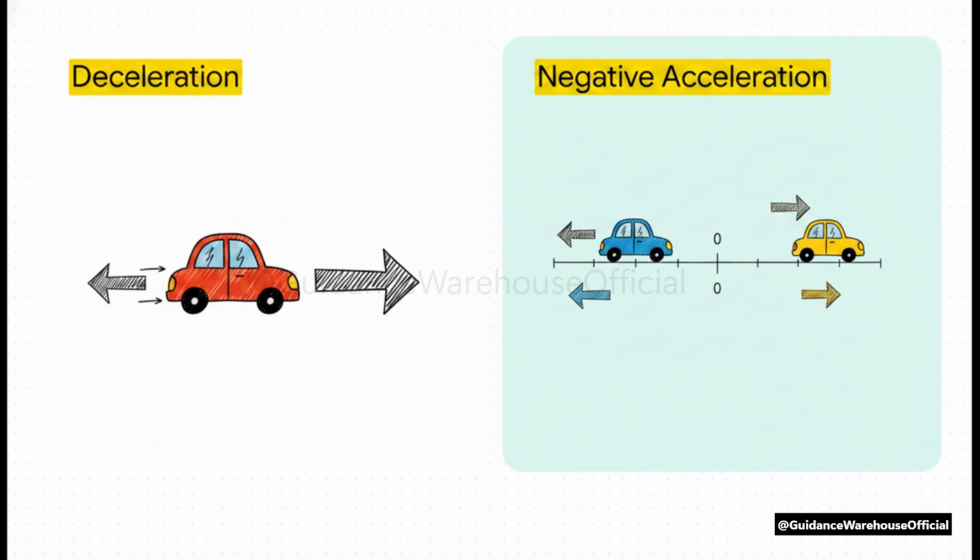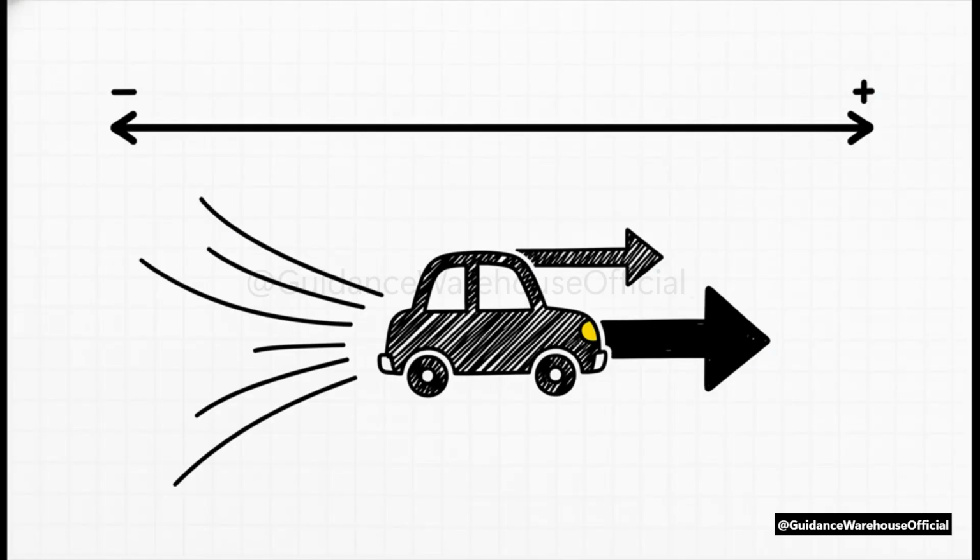Negative acceleration, that's just about the direction we picked on our number line. It just means the acceleration vector is pointing to the left or down or whatever we decided was negative. It could be speeding something up or slowing it down. Let's make this super concrete with a few car examples.